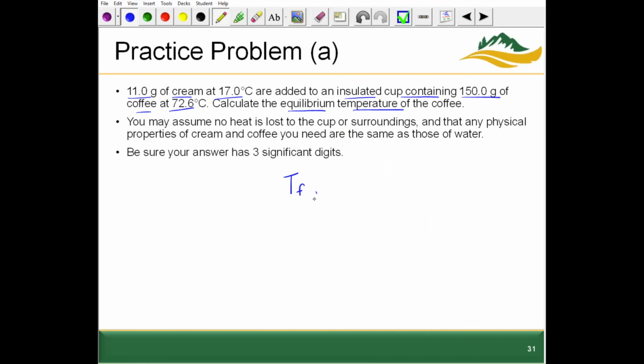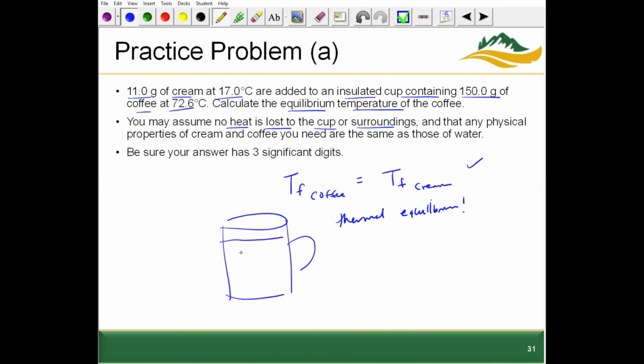From what we've looked at so far, you should start to think that the T final of the coffee must equal the T final of the cream. That's when they are at thermal equilibrium. We can assume that no heat is lost to the cup or to the surroundings, so we are just thinking about the coffee and the cream. We're just going to think about the heat exchange between the coffee and the cream and assume that no heat is lost to the cup or to the surroundings. So this definitely doesn't actually satisfy a real-world scenario. We're just going to think ideally here and assume that only heat is exchanged between the coffee and the cream.